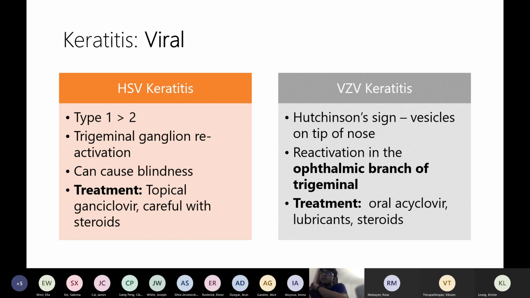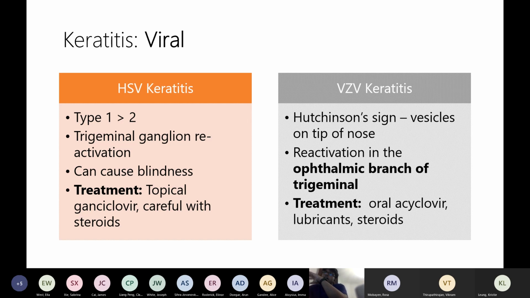The one you're more worried about is herpes simplex keratitis, and you need to treat it with topical ganciclovir. And you need to ensure that you do not treat with steroids because it will go into a full-blown infection and it will cause blindness. Varicella zoster keratitis is reactivation in the ophthalmic branch, which then spreads to the eye. This you can treat with oral acyclovir. This isn't as serious. So herpes is more severe than zoster, is what you would need to take away from this slide.